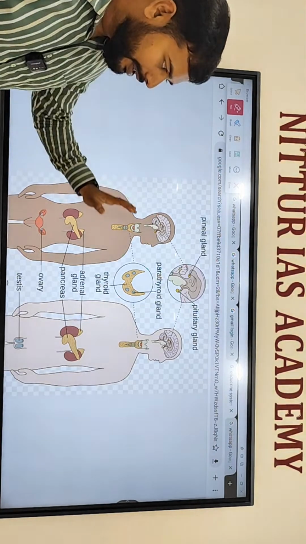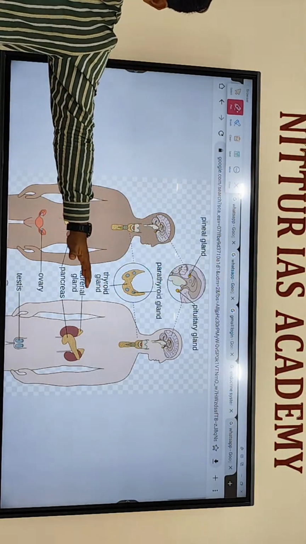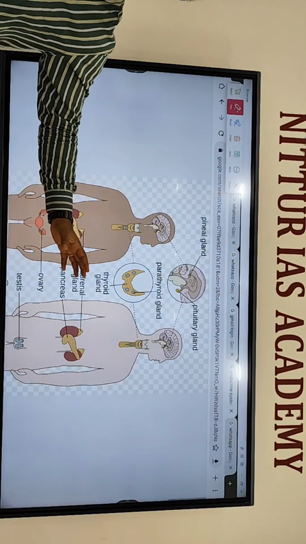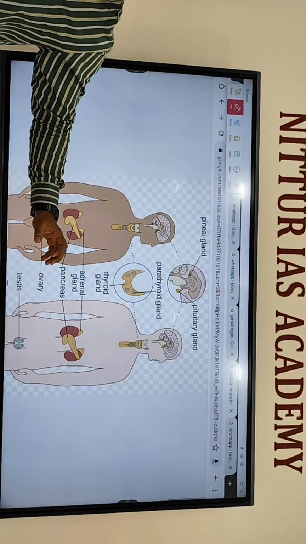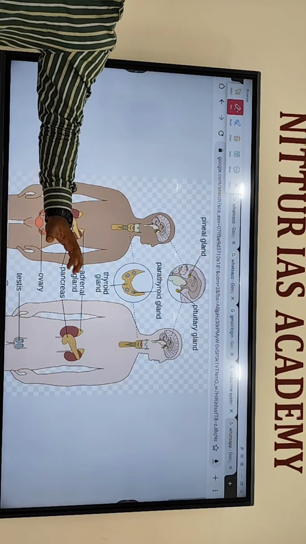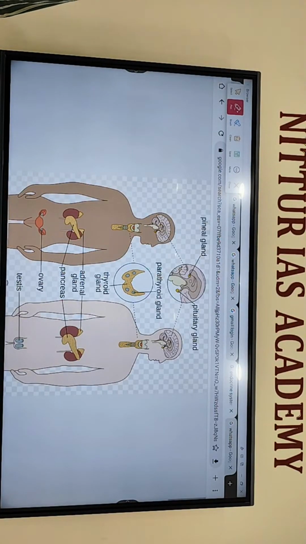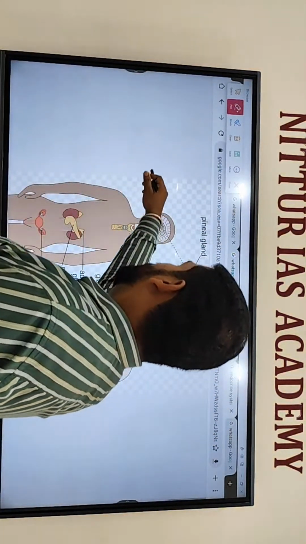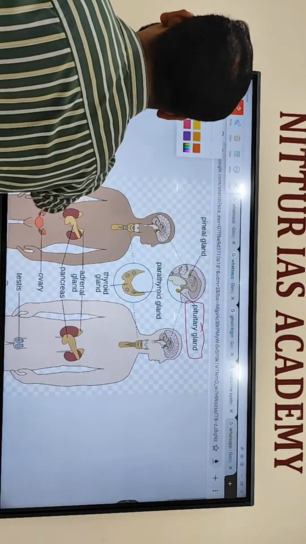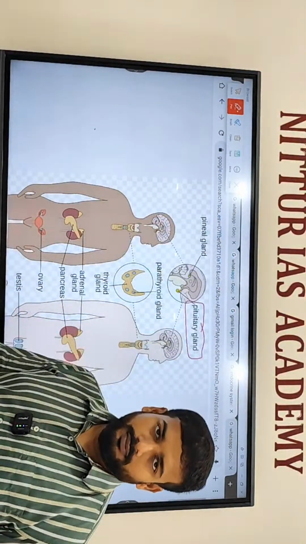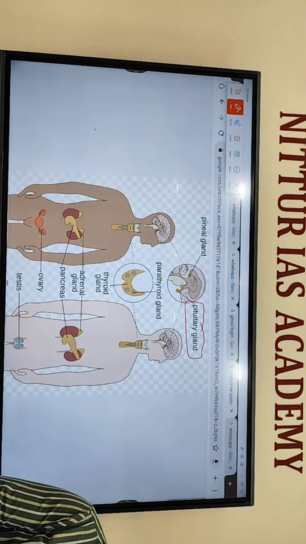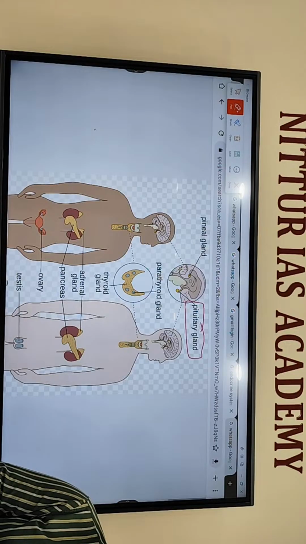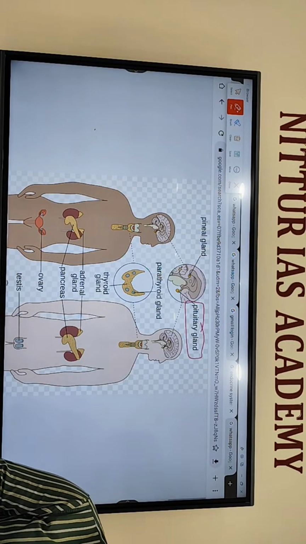Okay. We have discussed the functions of all the glands, what they will do. Now let us see what if they don't function properly. What happens? The pituitary gland, what is it called as? Master control gland. It secretes growth hormone, right?